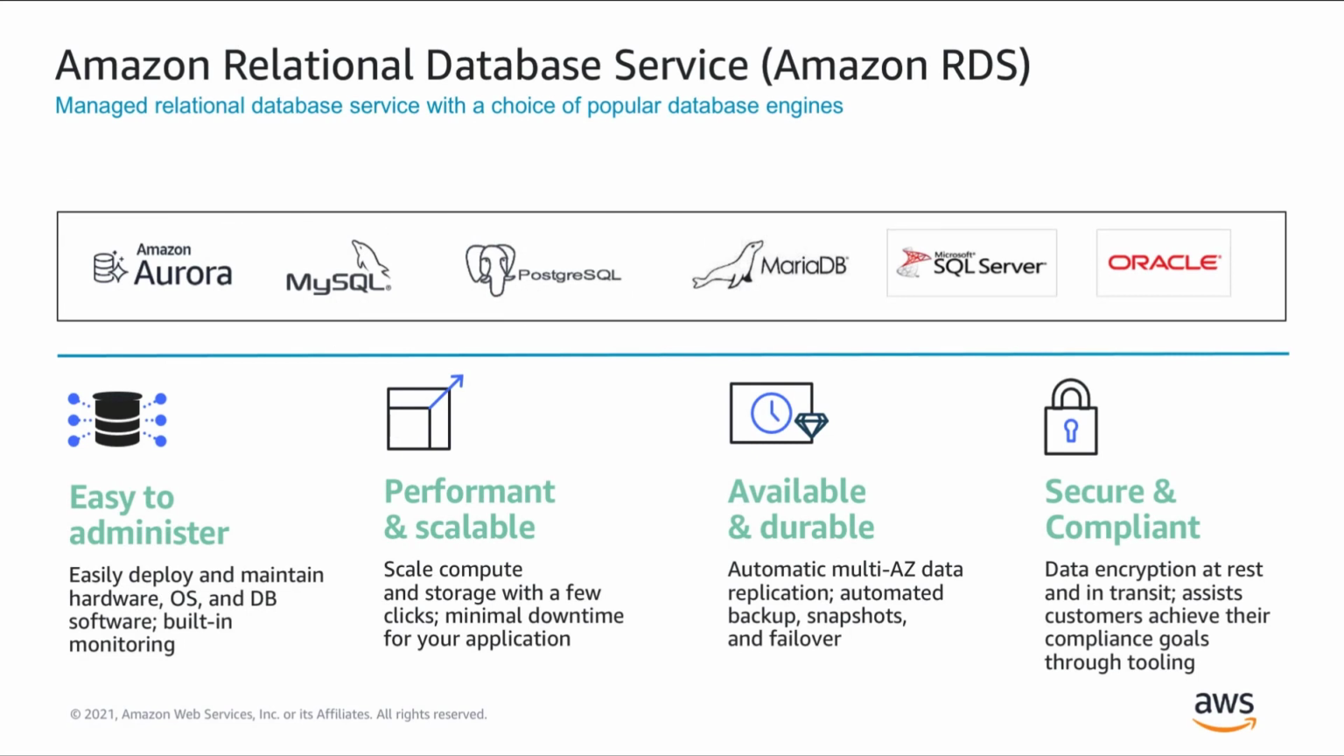Amazon RDS is a managed relational database as a service with a choice of popular relational database engines, both open source and commercial. RDS is one of the AWS services that we launched way back in 2009, and we have a decade of experience operating and scaling database workloads for customers in the cloud. Some of the benefits of running a relational database in RDS is it removes a significant effort of managing and scaling the database and allows you to focus on making your customers successful. We do that by making the database easy to administer, performant, scalable, highly available and durable, and more importantly, secure and compliant.